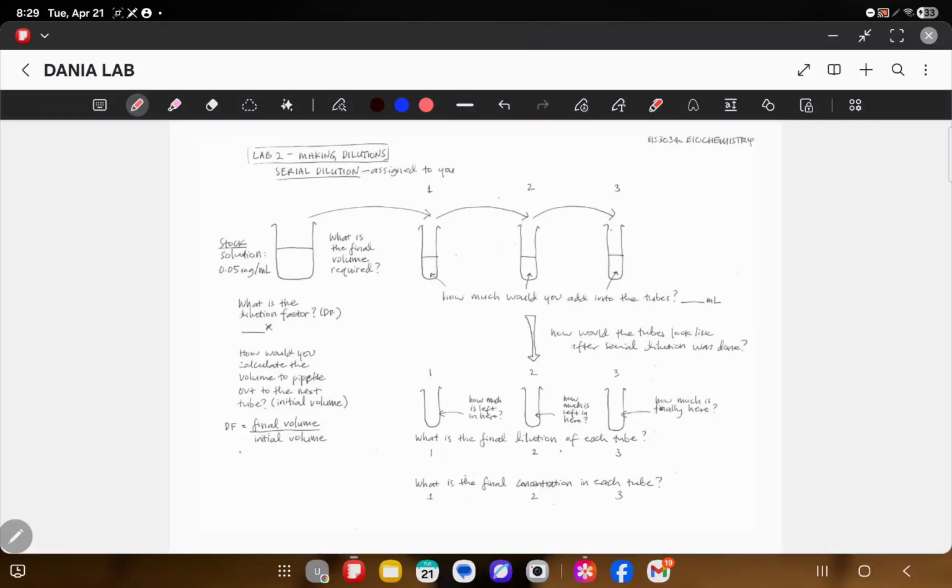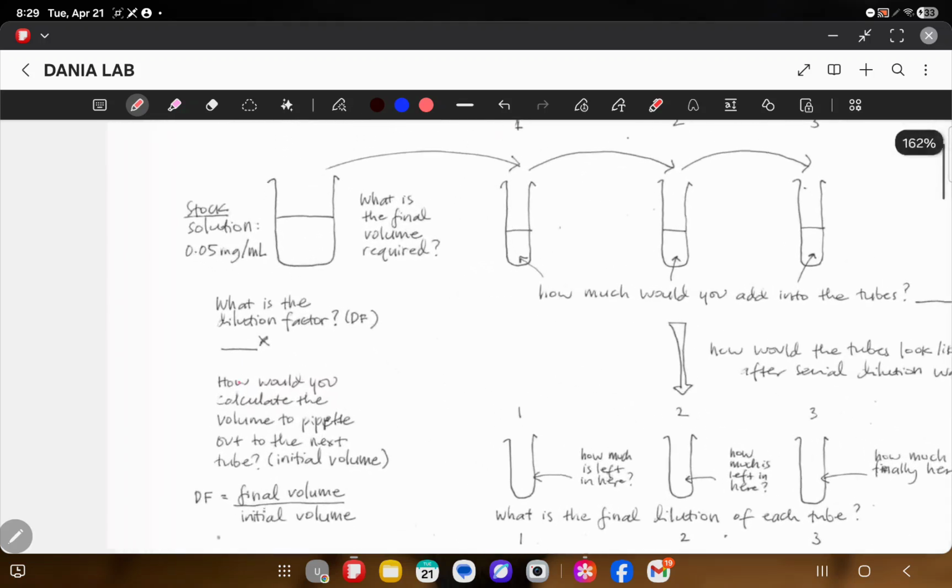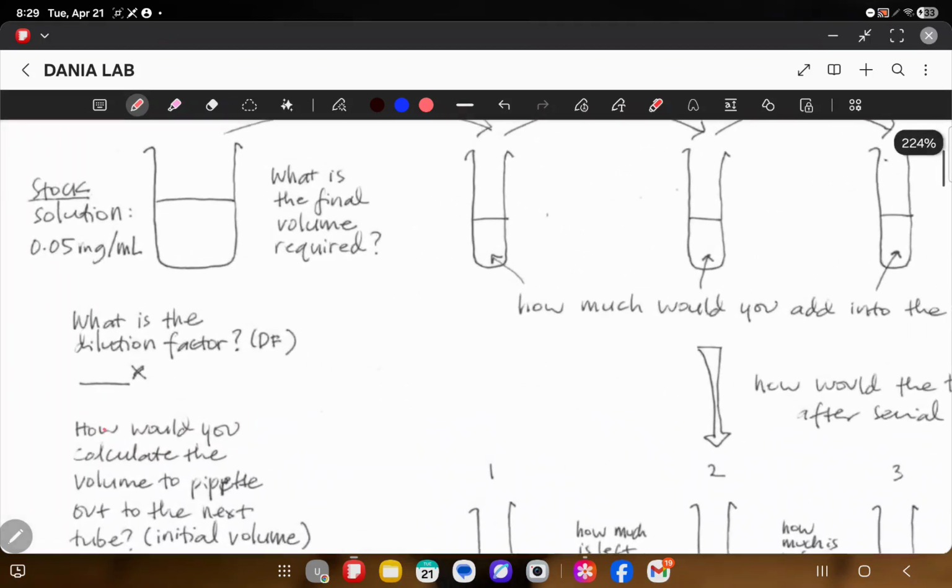This is Lab 2, making dilutions for BIS3034 Biochemistry. In this video, I will explain my serial dilution experiment, which was assigned to me using a dilution factor of 7 times and a final volume of 70 ml per tube.